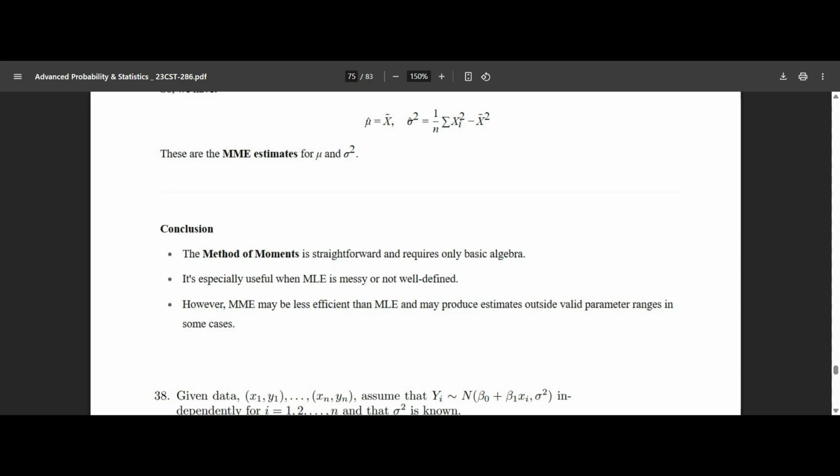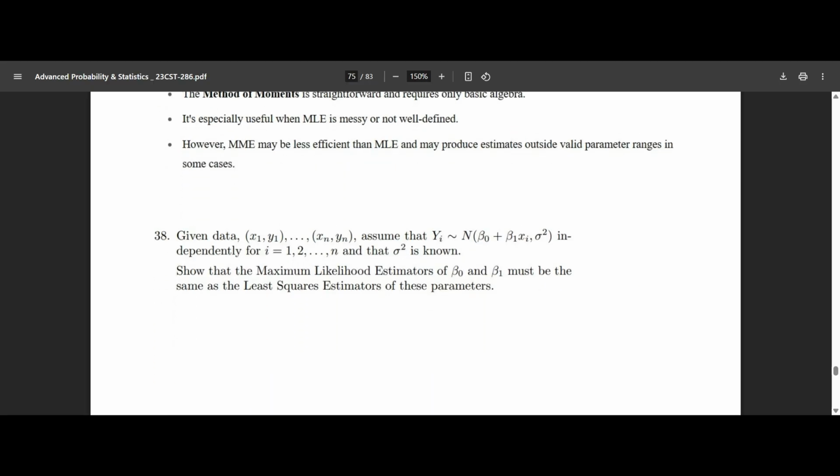The method of moments is straightforward and only requires basic algebra. It is especially useful when the MLE is messy or not well defined. However, MME may be less efficient than MLE and may produce estimates outside the valid parameter ranges. This is one drawback of MME we must remember. A 2 mark question can come: state one case when MME is less efficient than MLE.